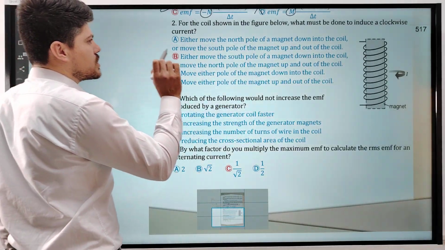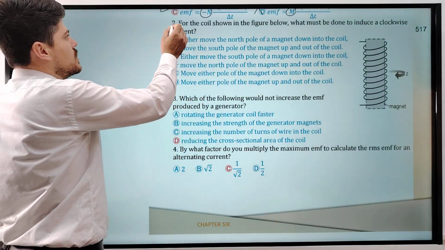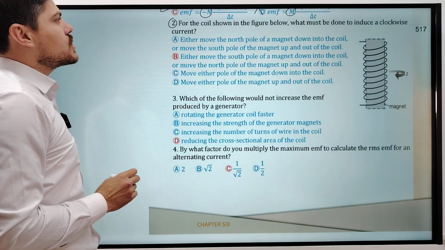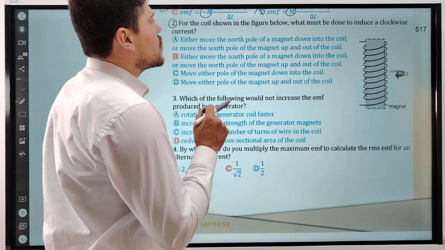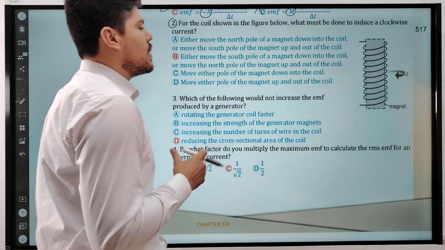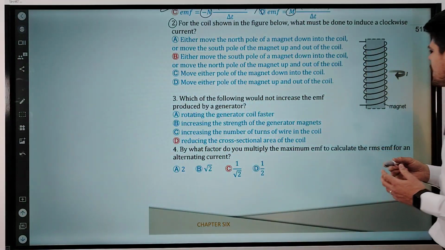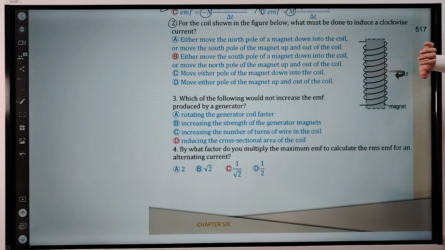Question 2. Question 2 is a very good question. Be careful, please. Pay attention. For the coil shown in the figure below, what must be done to induce a clockwise current? So what must be done for what? To induce what? The clockwise current.